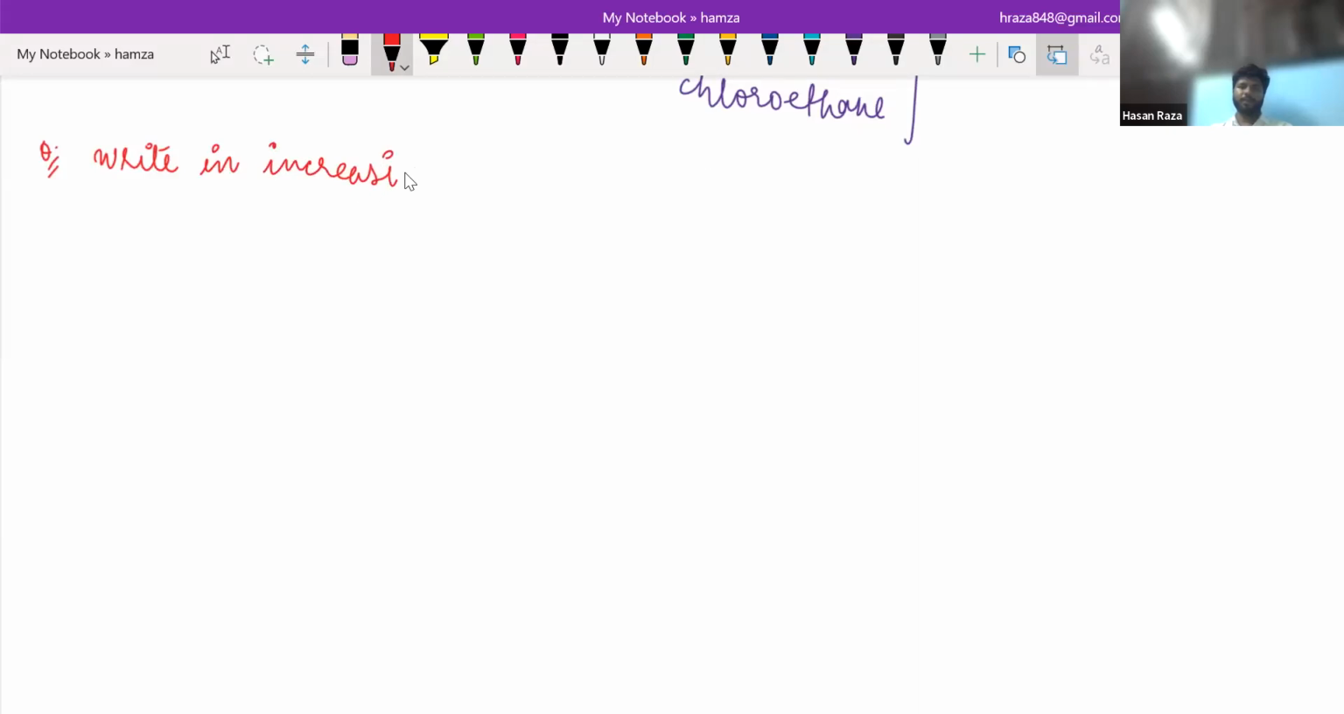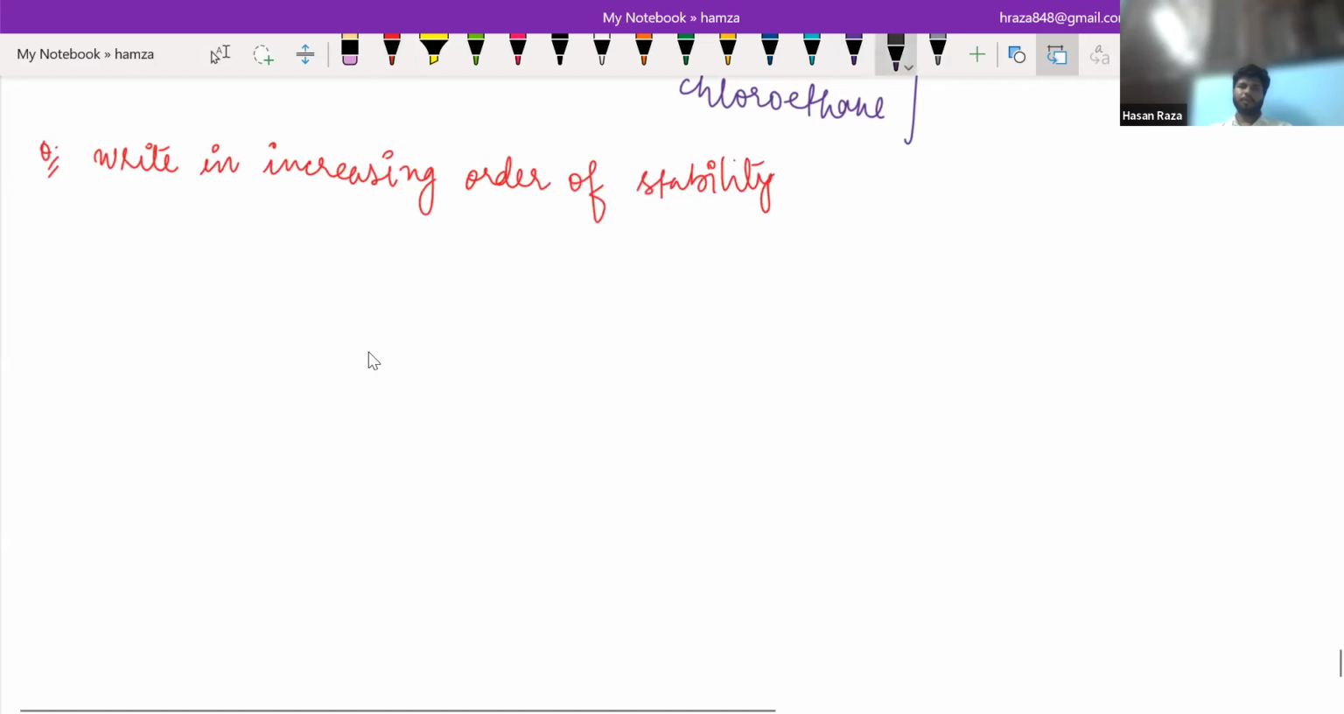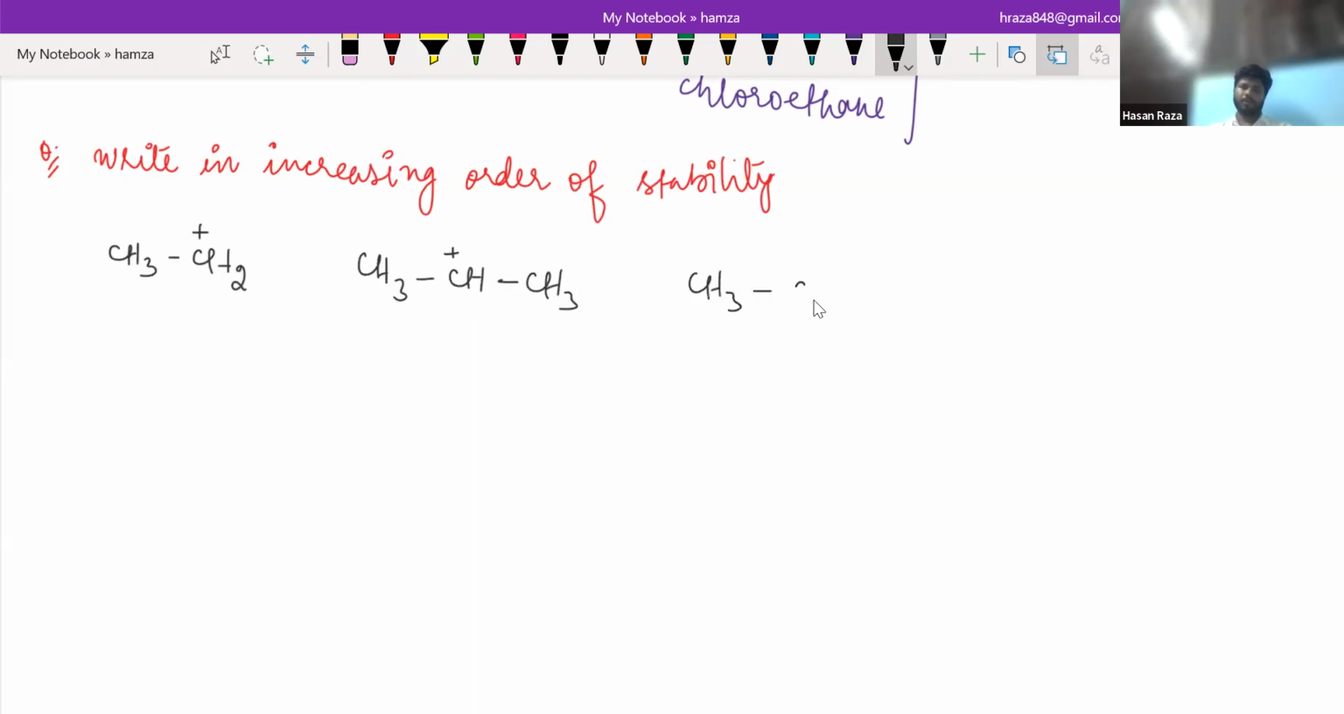Increasing order of stability. I just want to know whether you can solve it or not. CH3CH2+, CH3+, (CH3)2CH+, (CH3)3C+. Please do this.